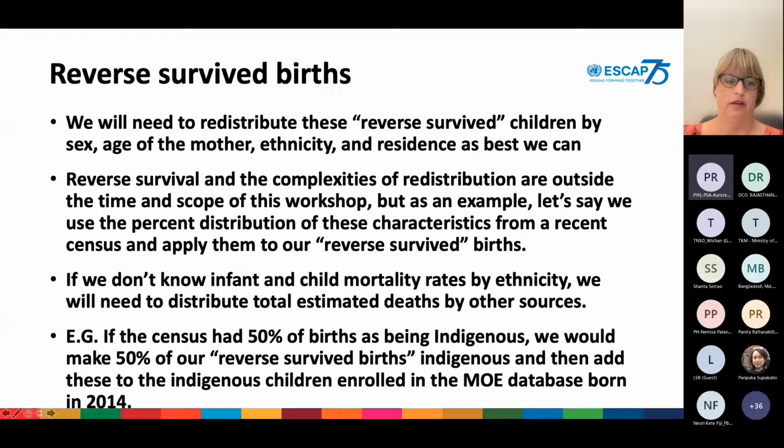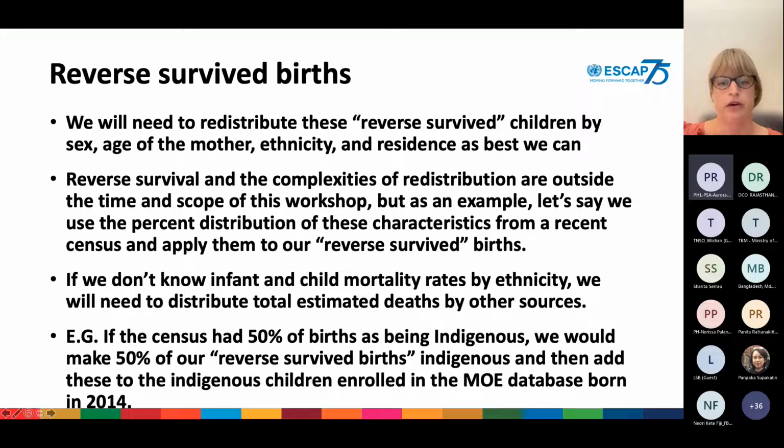So the methodology and the statistical process of reverse survival and the software and all that stuff is a bit outside the scope of this workshop, but just as an example, it's good to think about the different data sources that we would need, and also the redistribution, because this would apply to other things, say if you had blank records or whatnot.